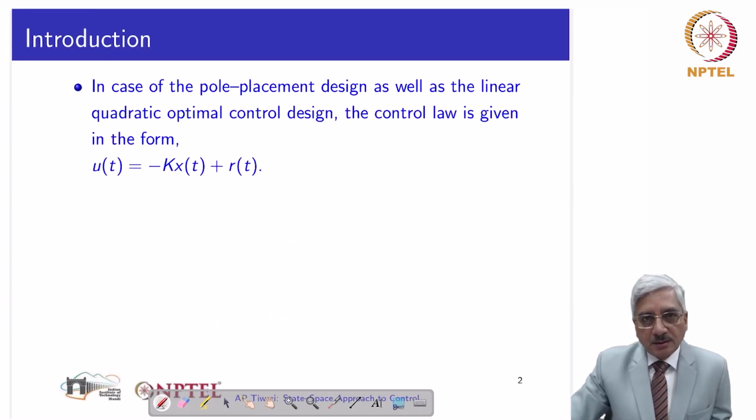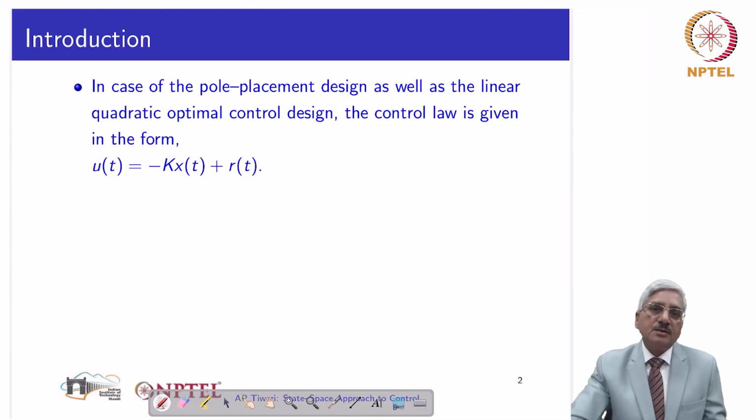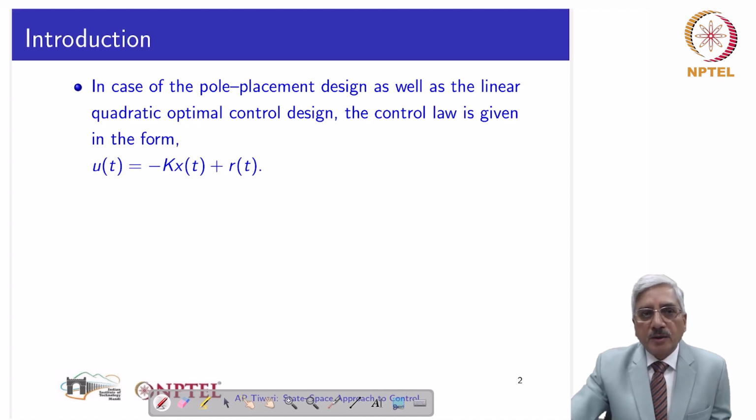So coming to the full order observer, in the lectures preceding this lecture, we have done pole placement design of systems in which the aim was to find a control gain K so as to have a desired response of the closed loop system given by a characteristic equation or pole locations. We also did design of state feedback control through the linear quadratic optimal control design, in which the objective was to minimize a quadratic performance index.